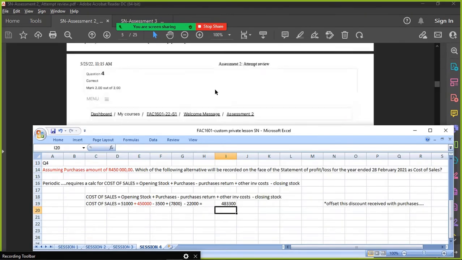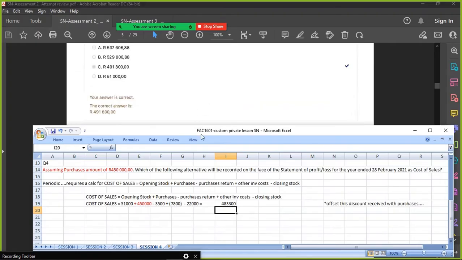This was question 4. Question 4's answer. Let's see. Your answer is correct. Did I add and subtract correctly? This is the one I couldn't figure out how I got there. This was the opening stock. That was the purchases. That was the purchase returns. Those were the other costs. And then you subtracted the closing inventory. Unless we needed to add the 5.